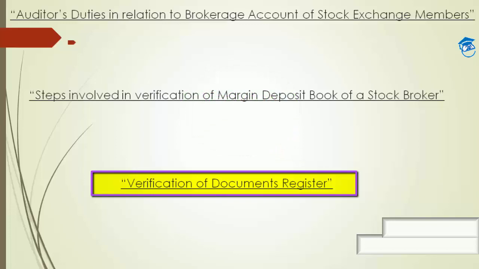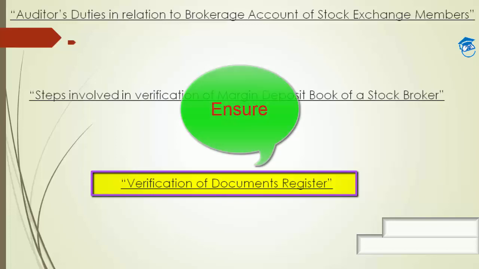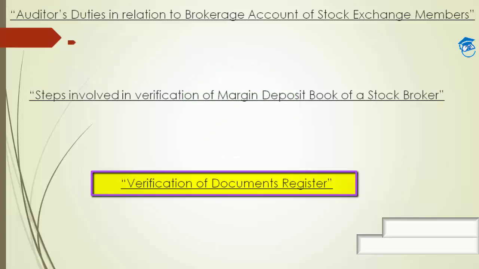And finally, as an auditor, all you need to do is ensure that the ledger provides for the distinctive numbers of the scripts received from or delivered to those clients. This is all that you need to do with respect to your duty as an auditor. This was about the verification of documents of register.